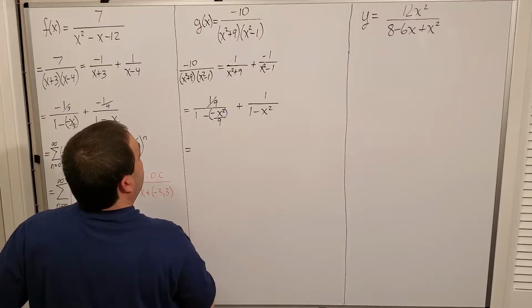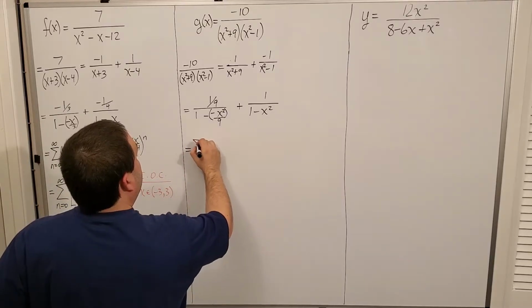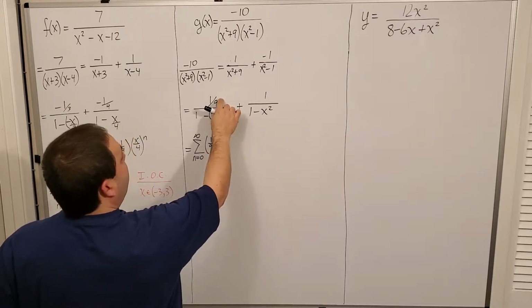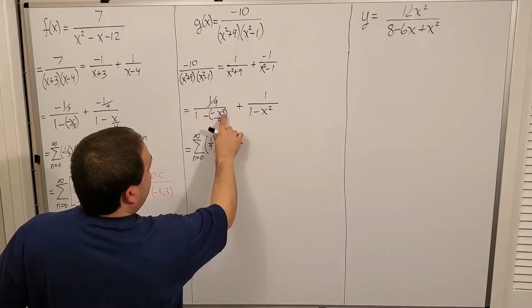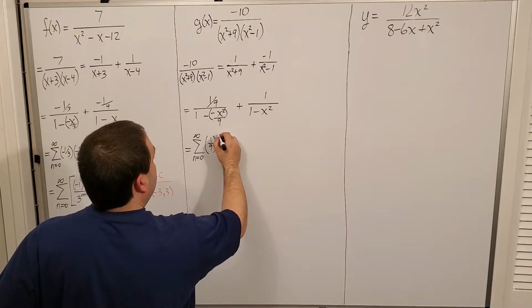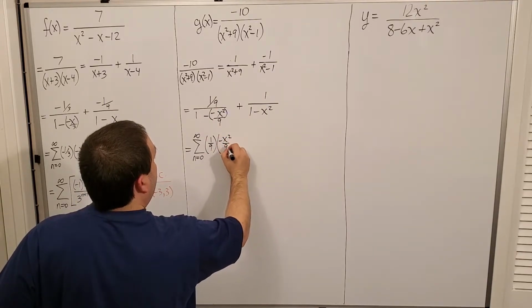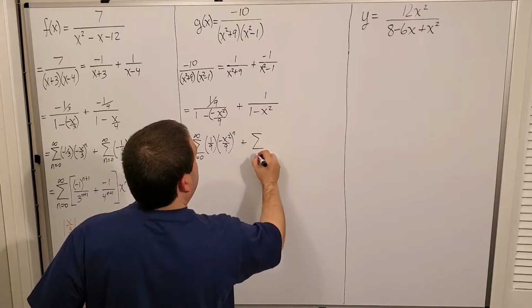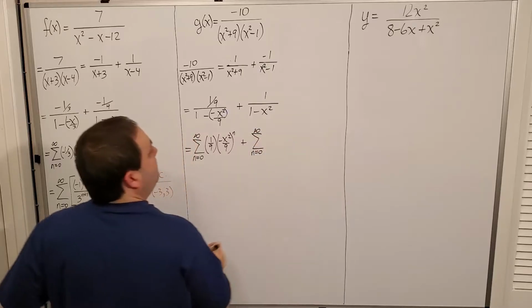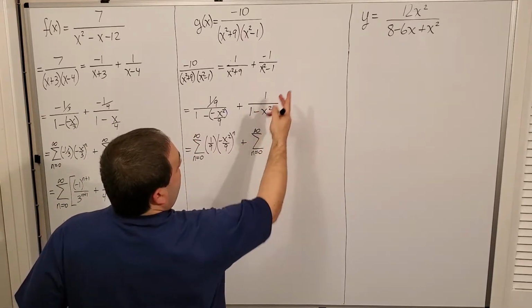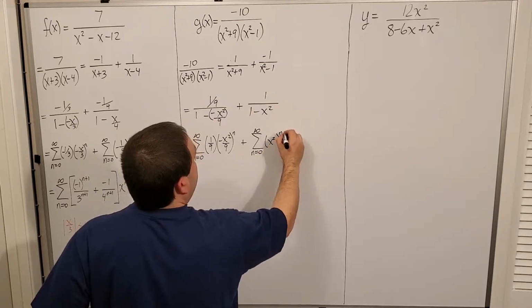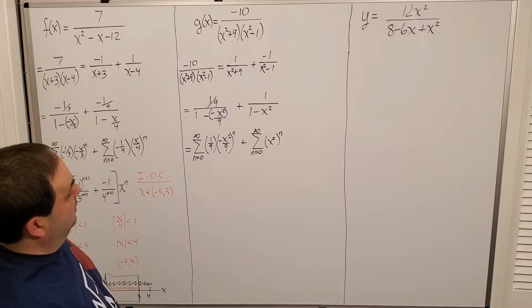Okay, so here we go. This is going to be equal to the sum n equals 0 to infinity. I've got a 1/9 a value, and then my r is the negative x squared over 9. So negative x squared over 9 to the n, plus, and then for this other guy, n equals 0 to infinity, just the x squared is my r, my a is 1, right? So I've just got x squared to the n there. Okay?